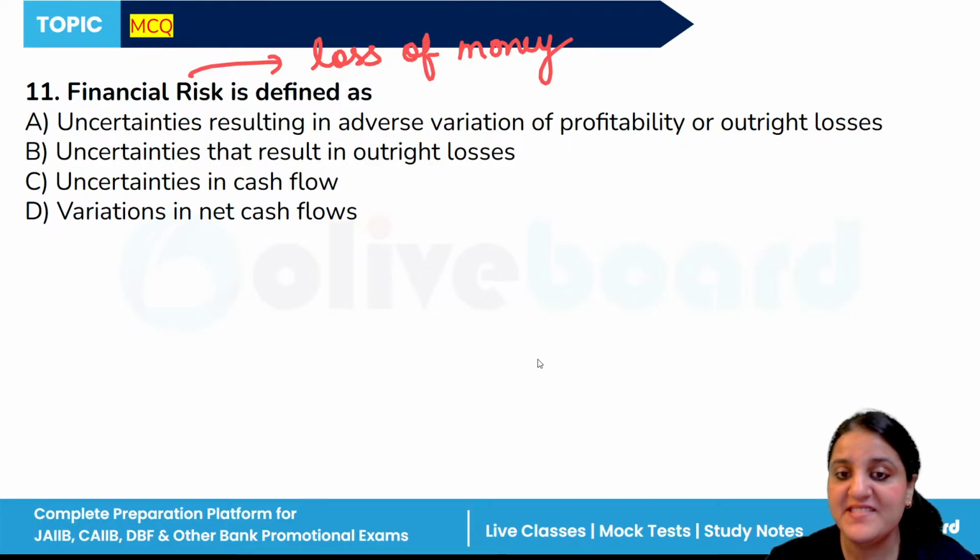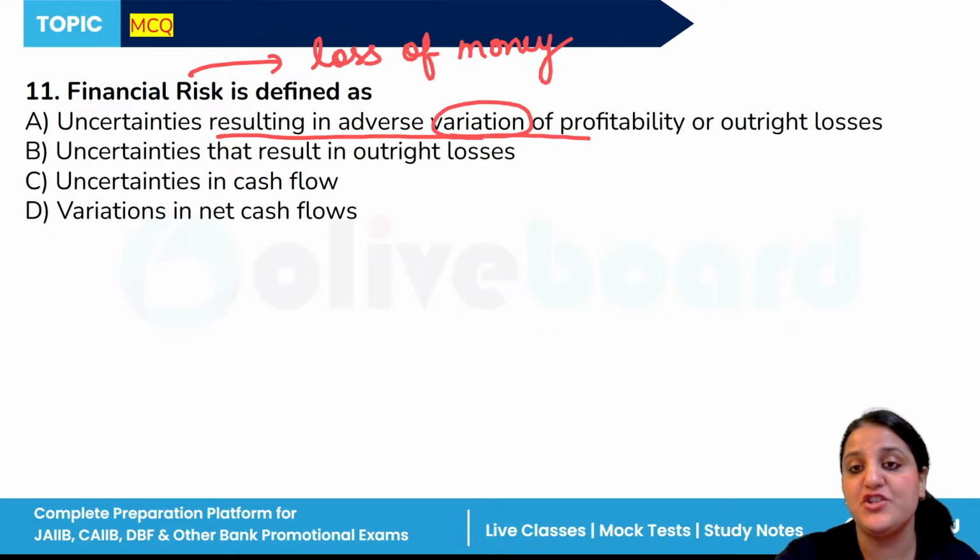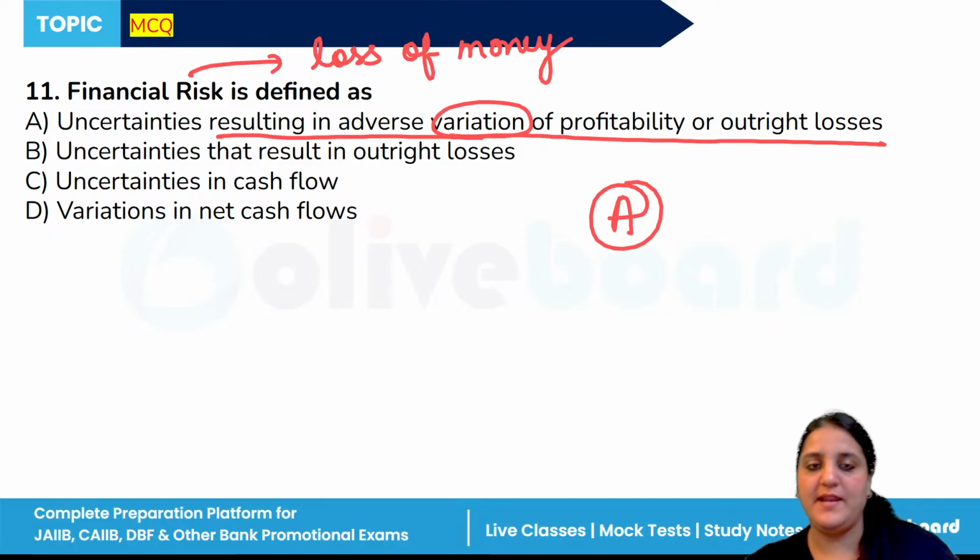If a bank faces interest rate changes, that reduces net interest income. If a company has investment in a stock, a sudden fall can cause losses. So we can say the correct answer is uncertainties resulting in adverse variation of profitability or outright losses. Option A is correct, right?